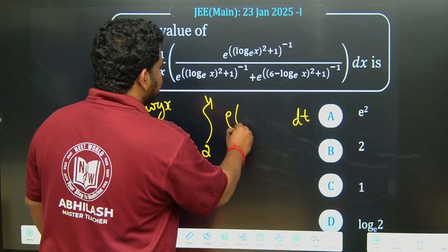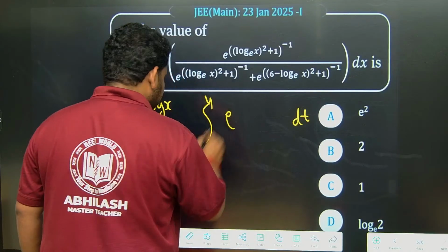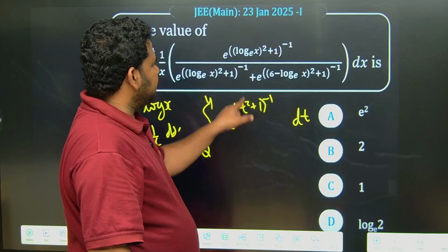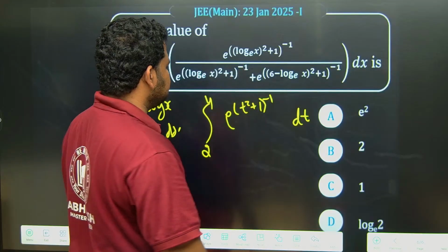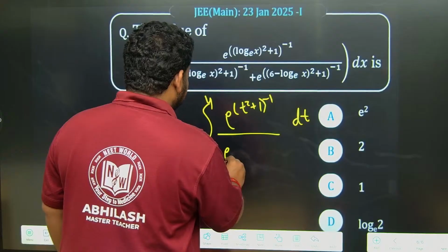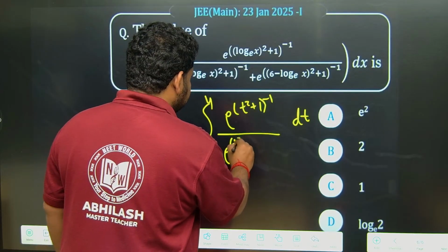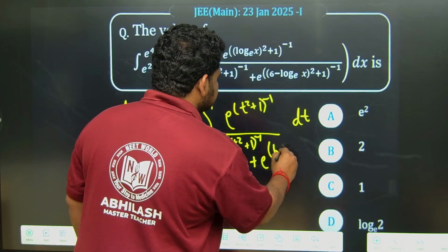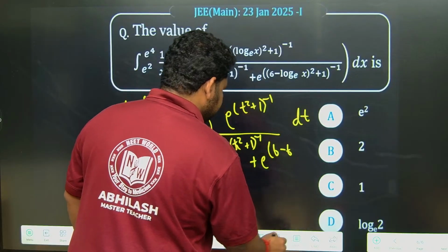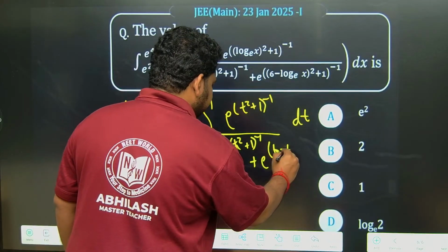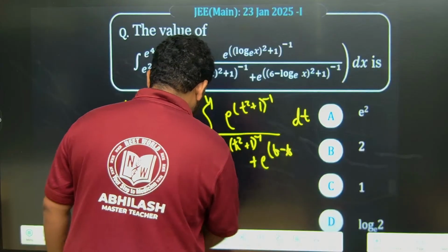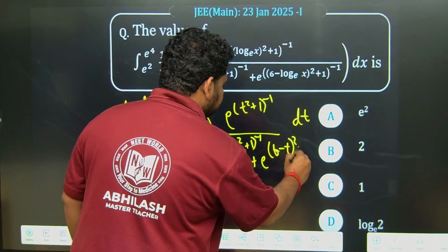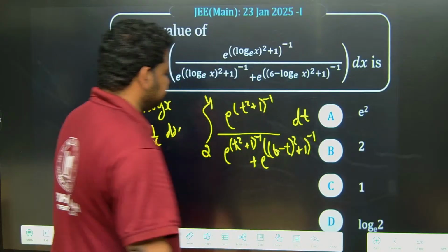E to the power of this is what? e to the power of t square plus 1 to the power of minus 1, e to the power of log x is t square. Log x is t. So t square plus 1 to the power of minus 1 divided by e to the power of what it is? e to the power of t square plus 1 to the power of minus 1 plus e to the power of 6 minus t, just a minute, e to the power of 6 minus t whole square plus 1 to the power of minus 1 dt. So this is what we have.